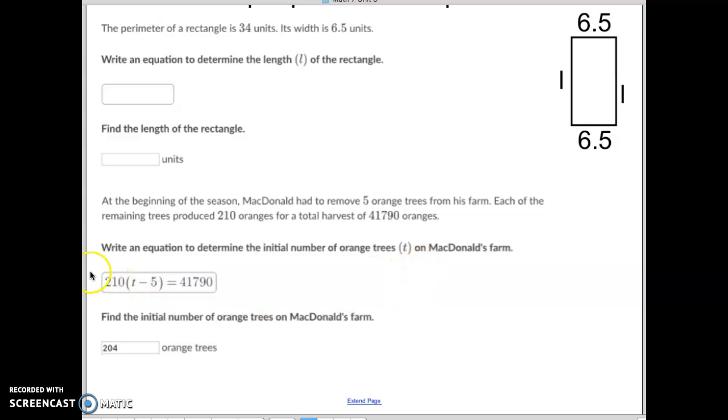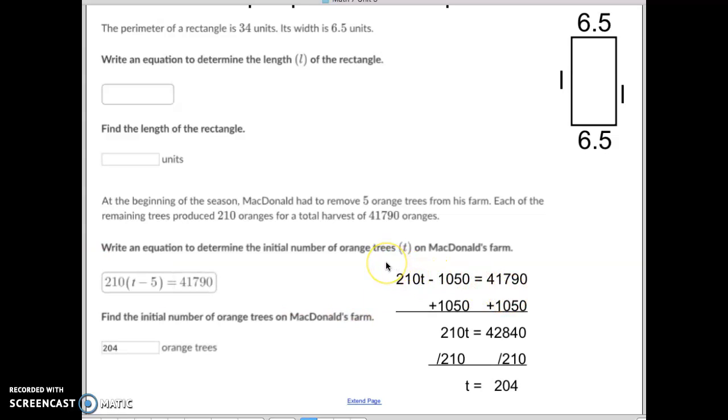So we're trying to figure out how many he started with. So when we do this, I'm going to go ahead and start distributing this right away. So 210 times t is 210t. 210 times negative 5 is negative 1,050. Still equals the 41,790. How do you cancel out a negative 1,050? You add 1,050. But whatever you do to one side, you must do to the other side, which leaves us 210t equals 42,840. We then divide by the 210, and we get t equals 204. So there was 204 orange trees in the very beginning before we lost 5 of them.